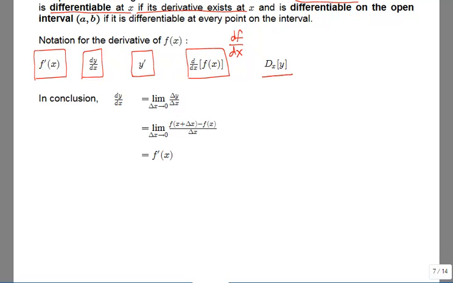This last notation over here is a lot less common. You see this great big D, which is like a differentiation operator, and it's taking the derivative of this y with respect to that little x at the bottom. So this means the derivative of y with respect to x.